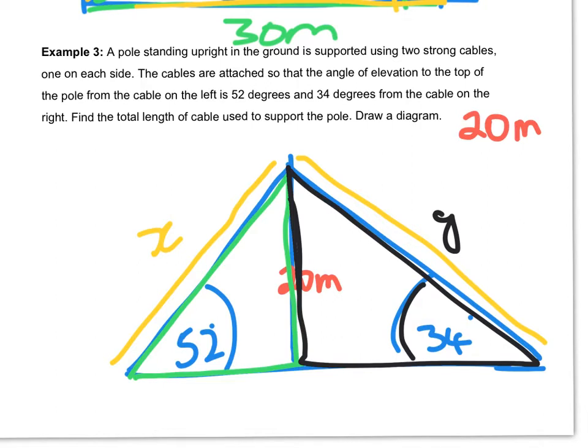So you found then at the end the amount of wire necessary to go up this side here, and then you found how much to go down this side here. So how much cable is needed to support the whole pole? Well, it's x plus y. You add them together once you find them.